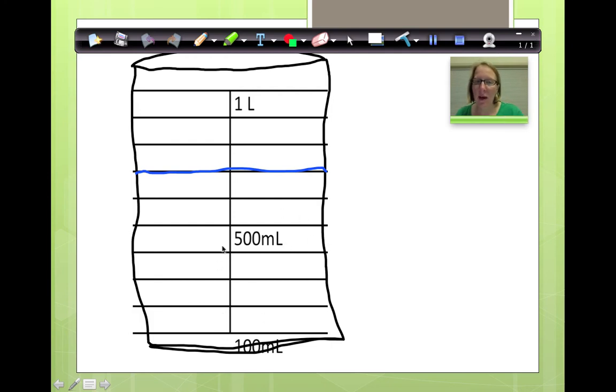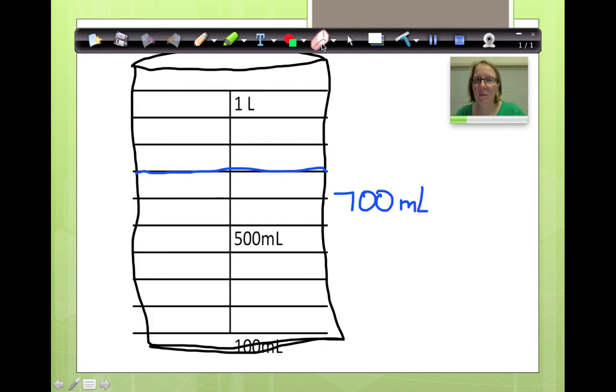Well, we can count up the number line. If they have the 500 milliliters marked, we can start counting here. Otherwise, we need to start counting at the bottom. So 500 milliliters, and then we count up by 100. So 600 milliliters, 700 milliliters. This currently is 700 milliliters.